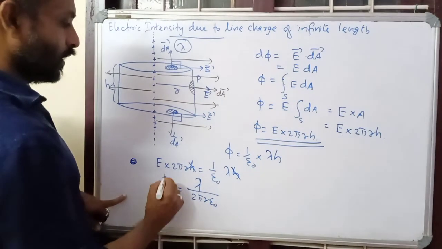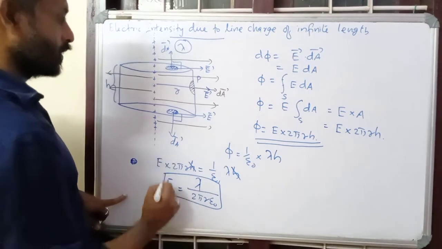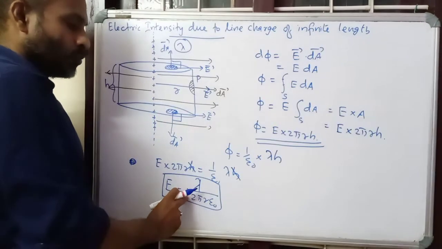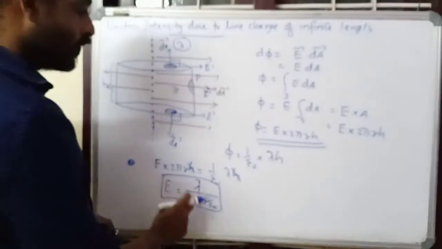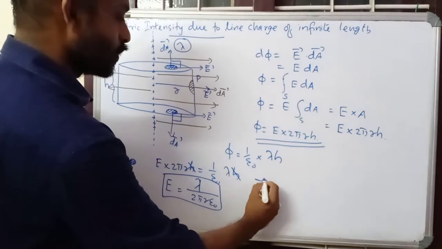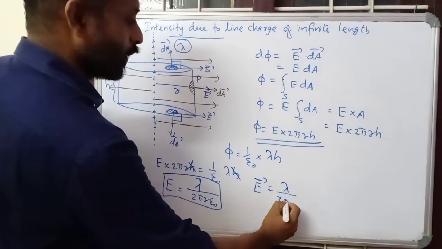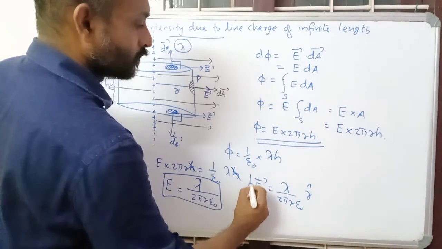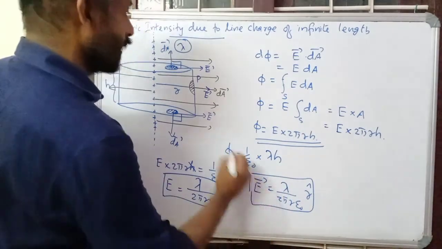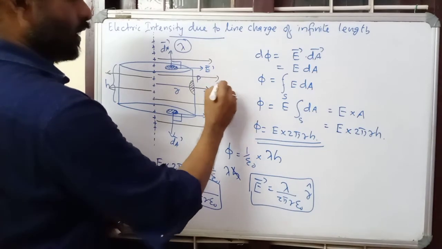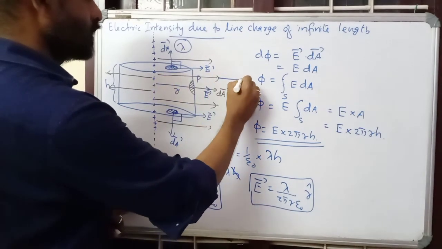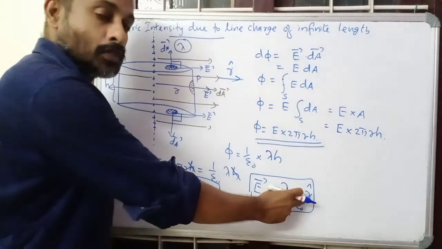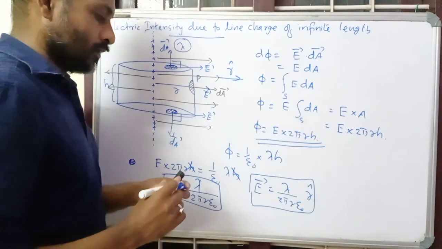This is the value of the electric field at any point at a distance r perpendicular to the line charge: lambda by 2 pi r epsilon 0. Now in vector form we can express vector E as lambda by 2 pi r epsilon 0, multiplied by the unit vector r cap. R cap is a unit vector in the direction of the electric field. If this is the electric field direction, this is the direction of r cap. R cap and the electric field are in the same direction.